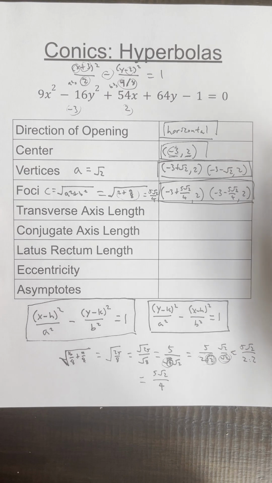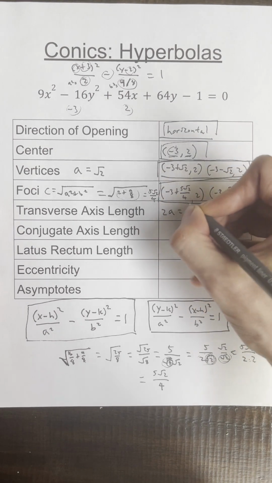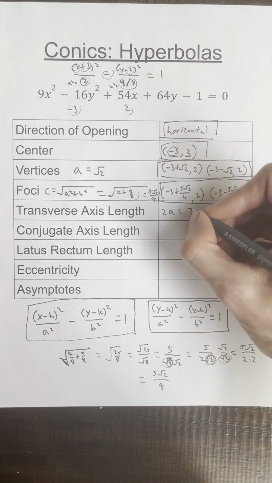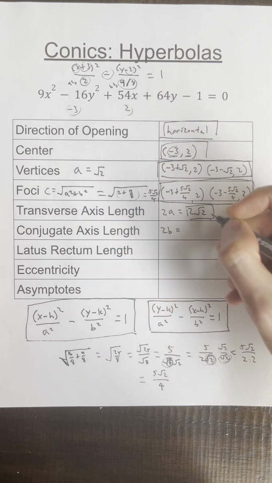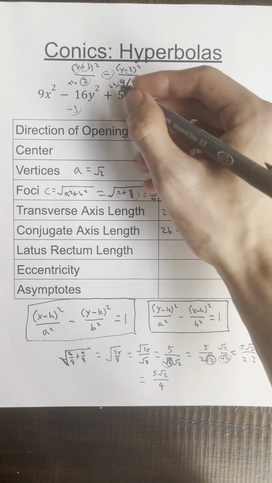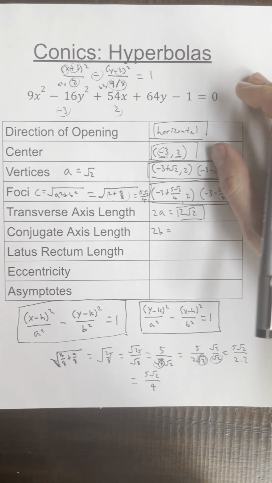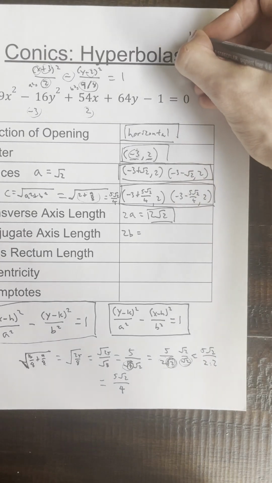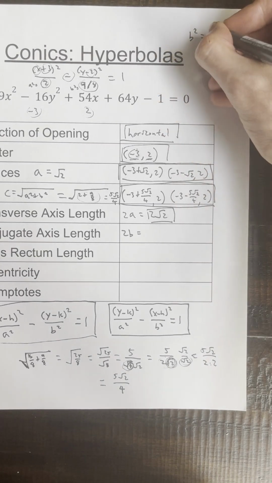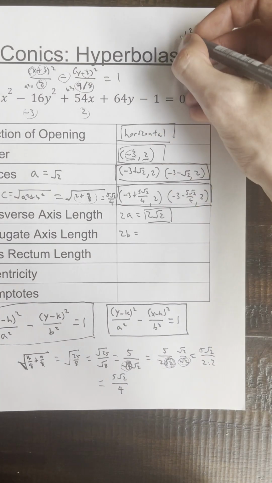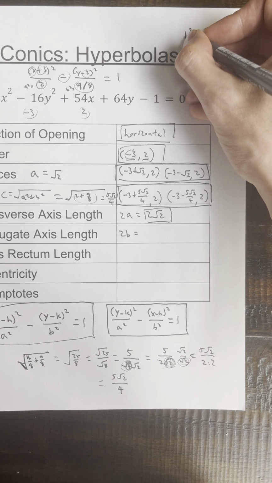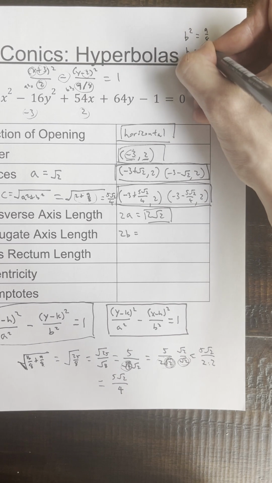The transverse axis length is 2 times a, so 2 times root 2. The conjugate axis is 2b. And how do we find b? Well, b squared, I'll write it here. B squared is equal to 9 over 8. So what do I do to both sides of this equation to get b by itself? Take the square root. So the square root of b squared is just b, and then I need to take the square root of this.